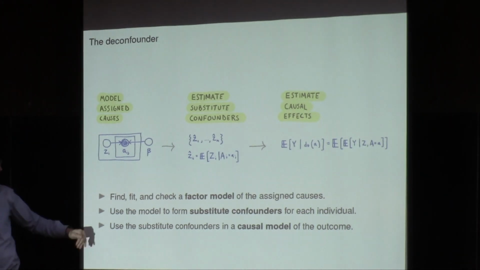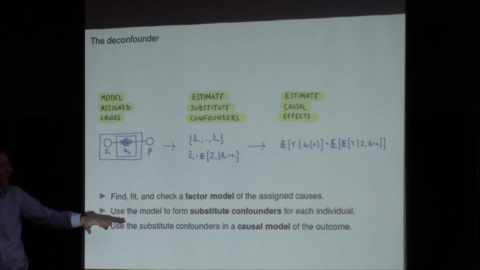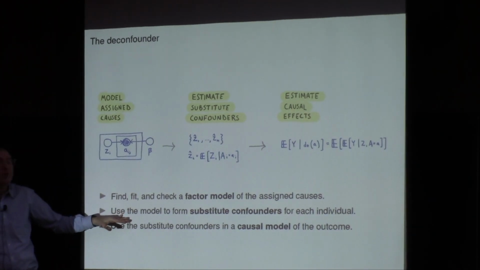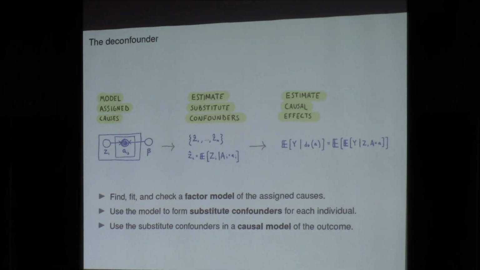Okay, so in particular, the 3 steps are to fit and check a factor model of the assigned causes, use the model to form substitute confounders for each individual, and then use those substitute confounders in a causal model of the outcome. And then going back to the James Bond example, you can kind of see in your mind how this might work. Right?